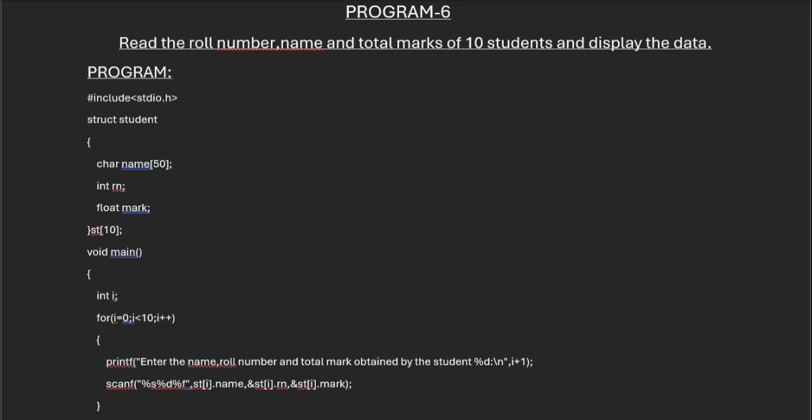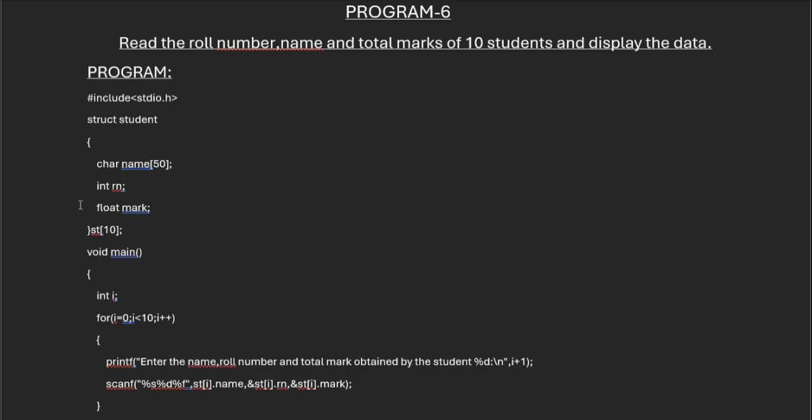We define a structure named student to hold the details of a student. This structure contains a character array name of size 50 to store the student's name, an integer rn to store the roll number, and a float mark to store the total marks obtained by the student. We also declare an array st of size 10 to hold the details for 10 students.